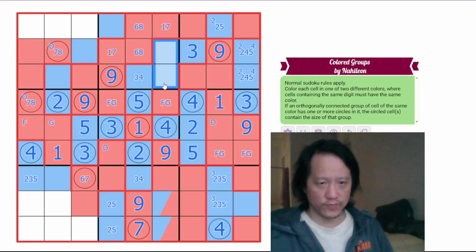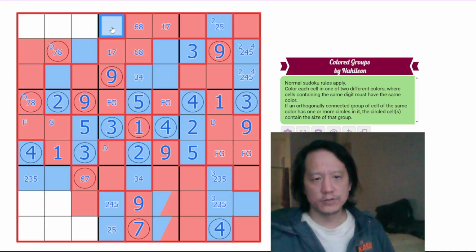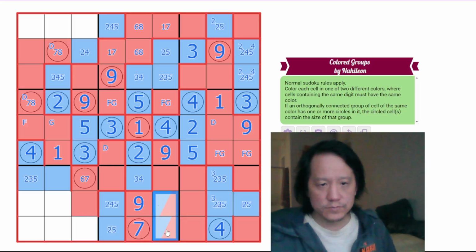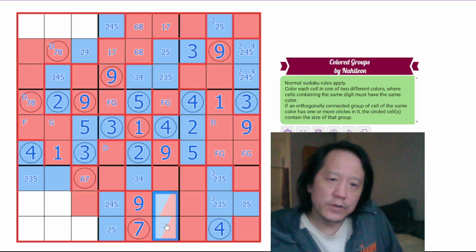This can't be 4. This is a 2-5 pair here. Why can't it be 4? 4 could be here. This is 2, 4, 5. This can't be 4, so it's 2, 3, or 5. This can't be 3. This is 3, 4, 5. This can't be 3 or 5. It's 2 or 4. Okay, and this is 2 or 5 here.